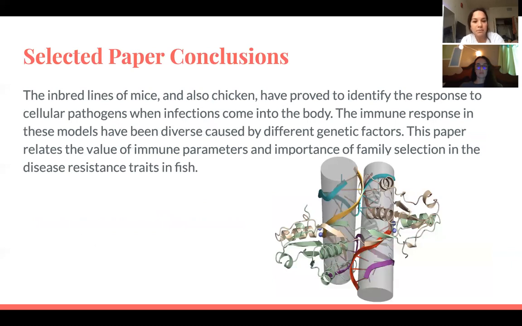So our selected paper conclusions. The inbred lines of mice and also chicken have proved to identify the response to cellular pathogens when infections come into the body. The immune response for these models have been diverse, caused by different genetic factors. The genetic factors already mentioned, including population size and genetic transferring, were already mentioned in the paper earlier on. This paper relates the value of immune parameters and importance of family selection in the disease resistance traits in fish.